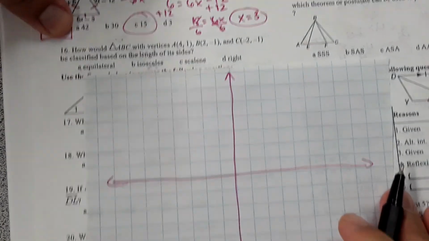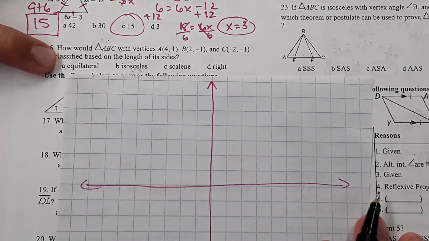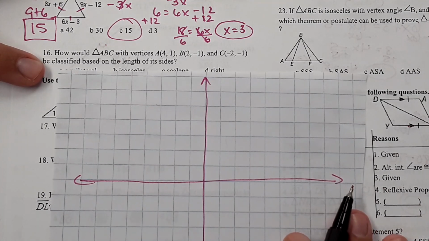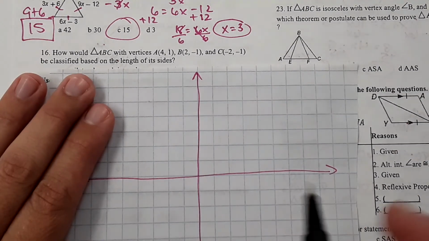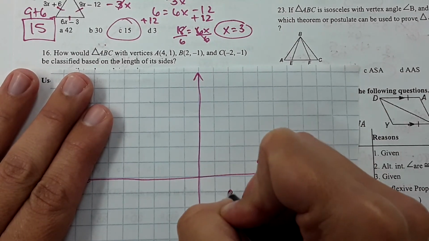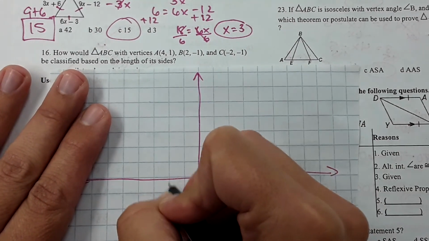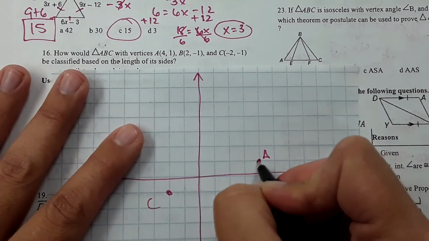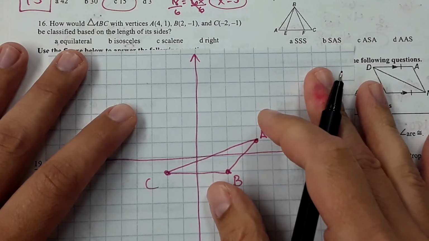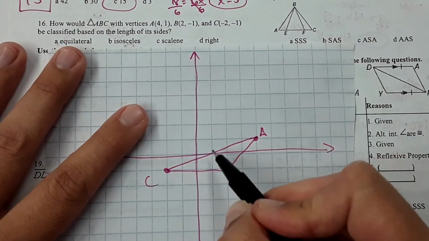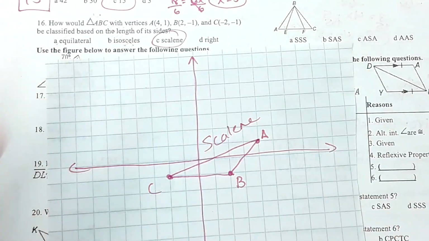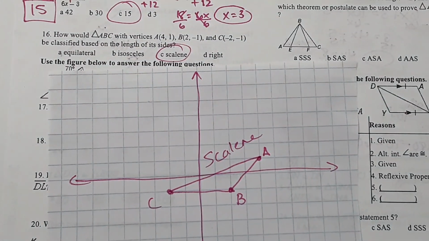Okay, for number 16, how would triangle ABC with vertices blah, blah, blah, blah be classified based on the length of its sides? So I'm going to graph it. 4, 1 is A, 2, negative 1. C, negative 2, negative 1. Here we go. Here's our triangle. We have to classify it based on the sides. I notice that all 3 sides are different lengths, so it must be scalene. Just like Pocono Raceway.